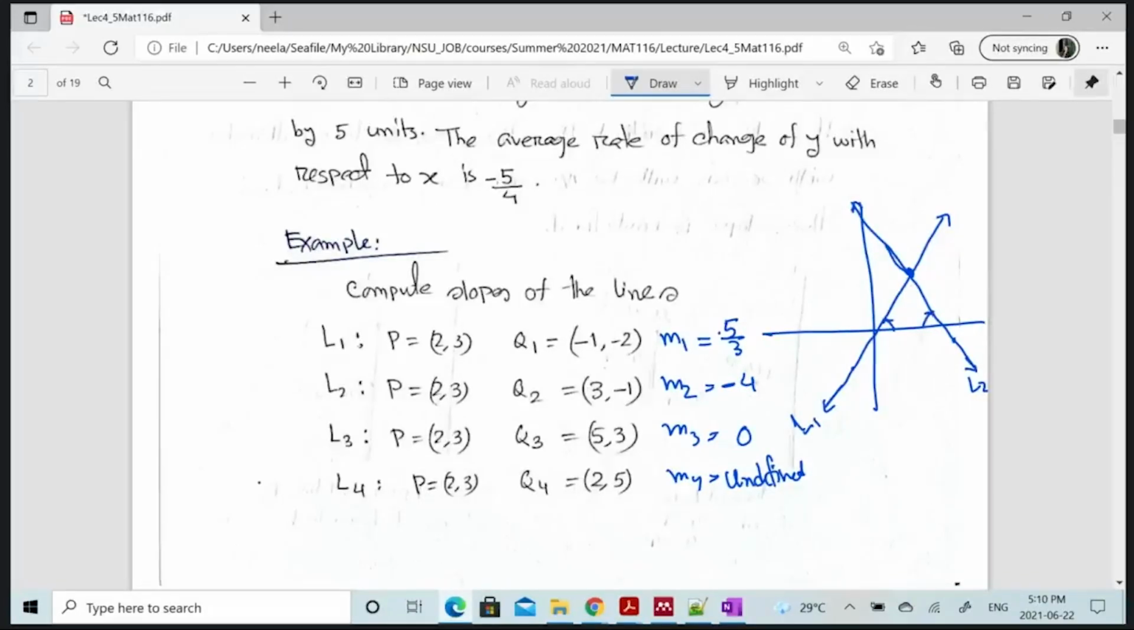We got the same. Now 5, 3. So say somewhere is 5, 3. It's here. And you see it's a horizontal line. So slope is 0. We are good.